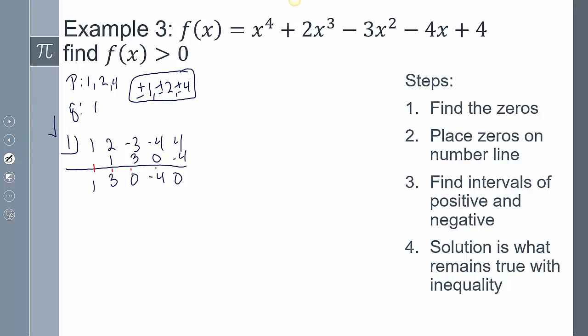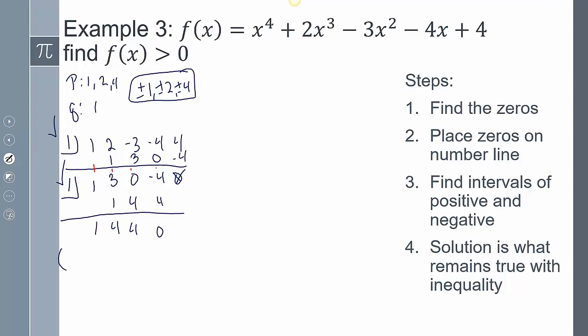Now, having said that, though, I still need to try out 1, because what if there's multiplicity? If there's multiplicity, then 1 being a zero would work again in that polynomial. And so I need to test 1 again. Now, to help organize it, I can write that 1 here, and so I can perform my division again. But we're going to ignore the remainder now. So bringing down the 1, multiplying, adding, multiplying, add, multiplying, add. And so once again, I know that 1 is going to work.